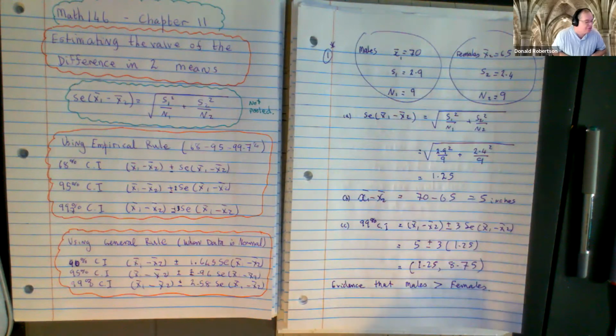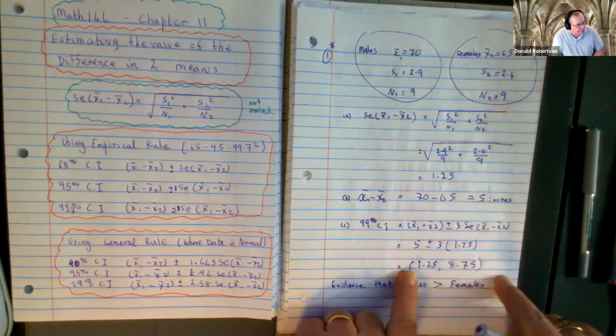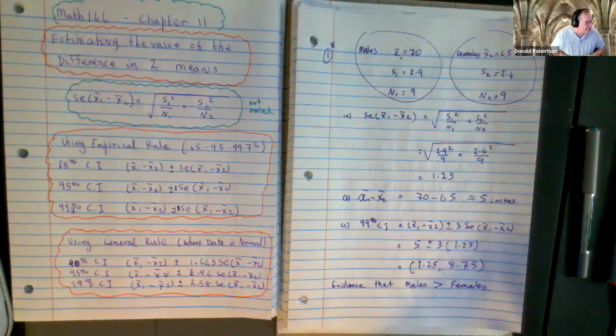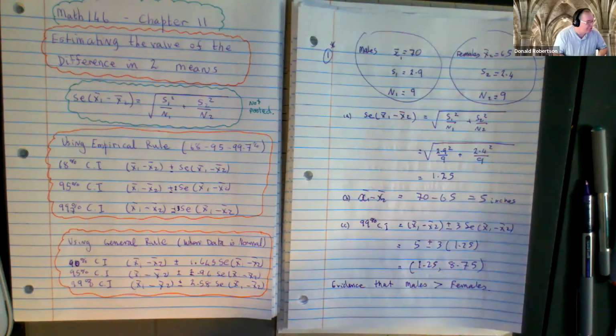And if it contains 0, so it's a negative this, comma, a positive that, if it contains 0, inconclusive. We don't have evidence either way. And that's a very common final step in the process.